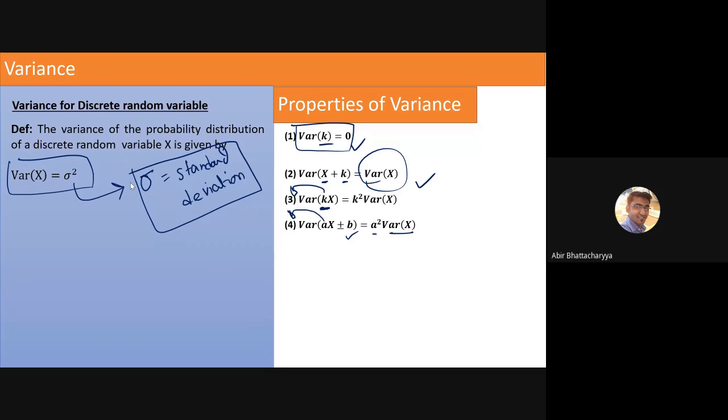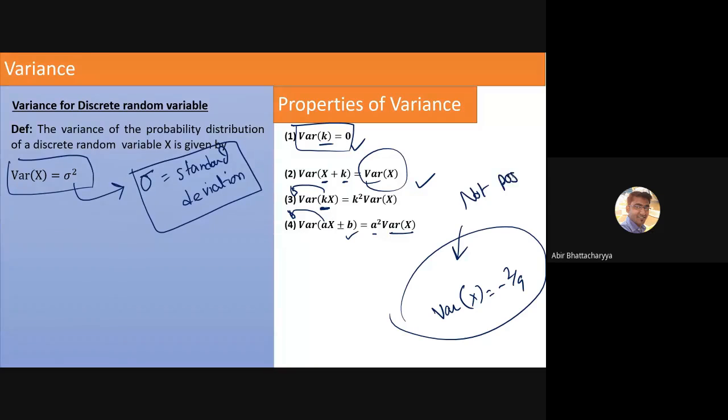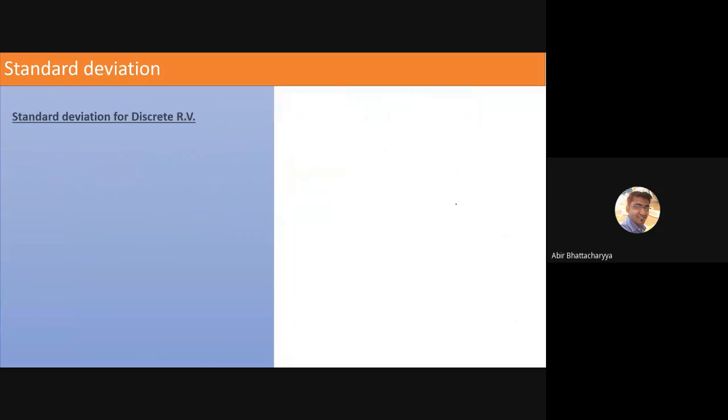Variance is always a positive quantity, greater than or equal to 0. It can be 0 for any constant, but most of the time it's greater than 0. It is not possible that variance is less than 0. So if someone gives you that the variance of x equals minus 2 by 9, this is not possible. It's a false statement. Variance is never less than 0.